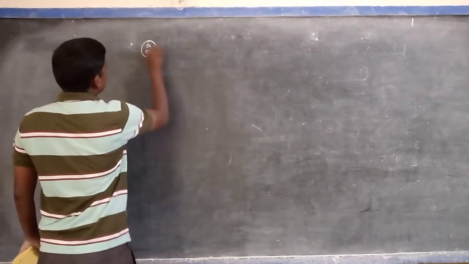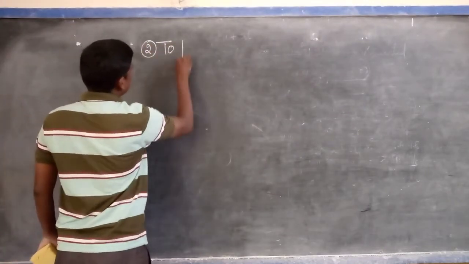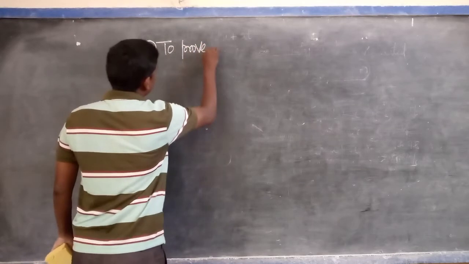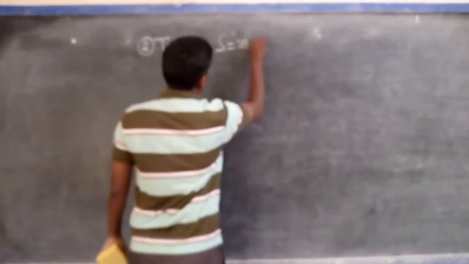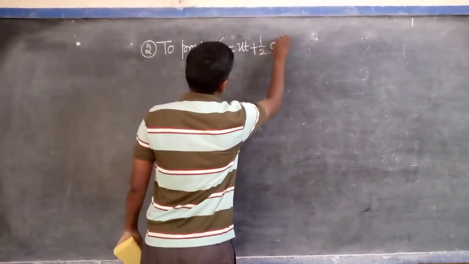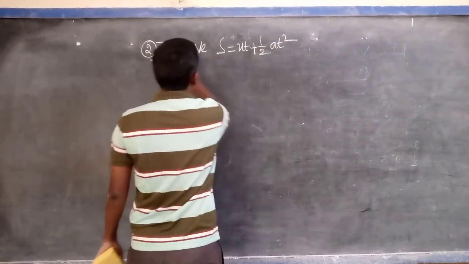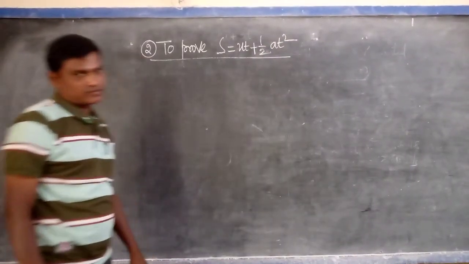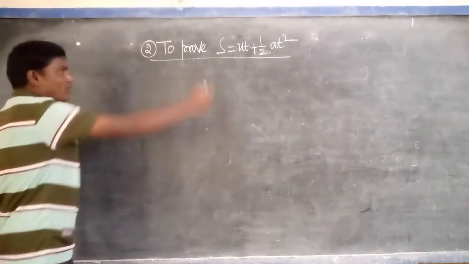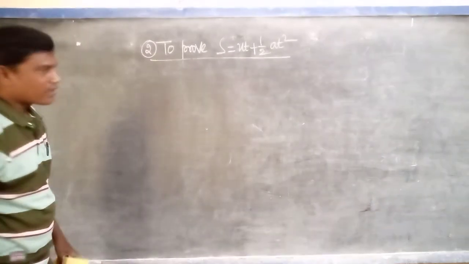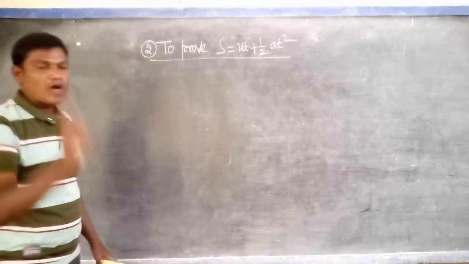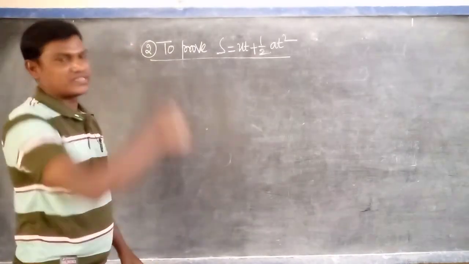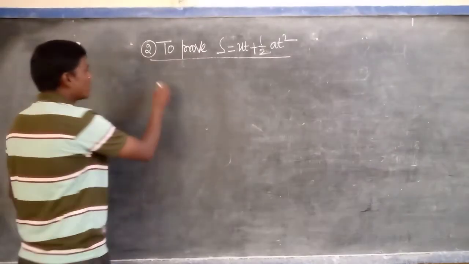Next, second one. To prove s equals ut plus half at square. It is the second kinematic equation. Okay, so from the previous diagram, how many velocities are we considering? Two velocities. One is u, another one is v. So you can come to that one.